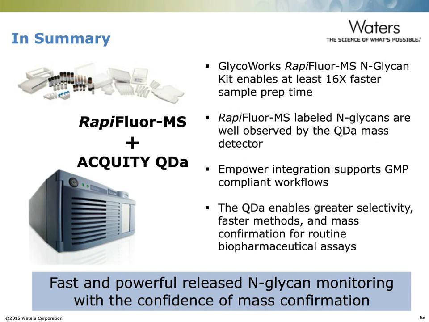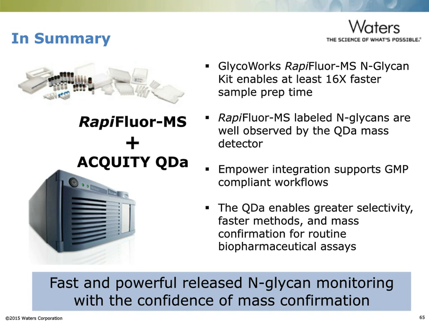So in summary, throughout the course of this webinar, what we hope we've shown is that the GlycoWorks RapiFluor-MS Glycan sample preparation kit can yield a 16x faster sample preparation time compared to conventional methods. This will be going from maybe 5 hours to 2-day preparation and reducing that time down to about 30 minutes. We can see the RapiFluor-MS labeled glycans with the Acuity QDA. And importantly, that QDA is applicable in a number of the GMP compliant workflows in which we would see that instrument being applied.